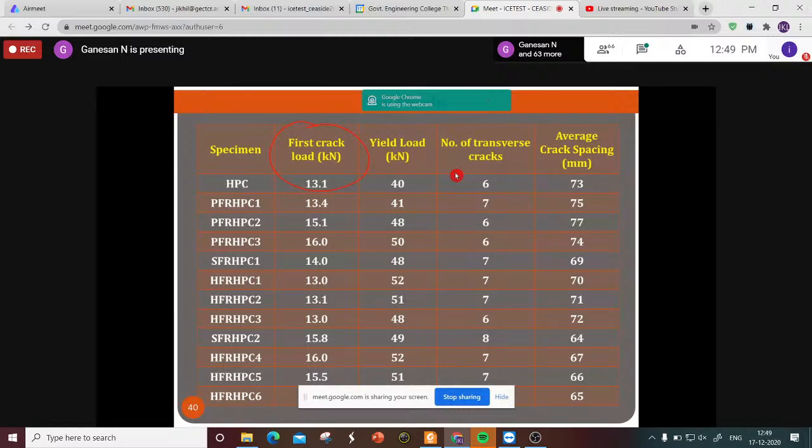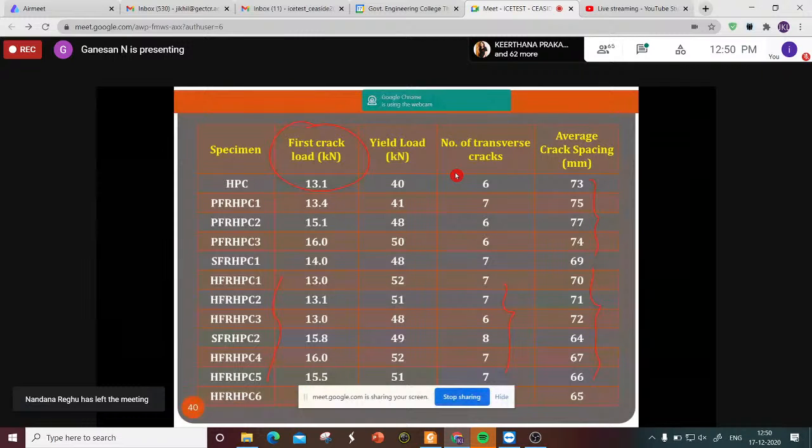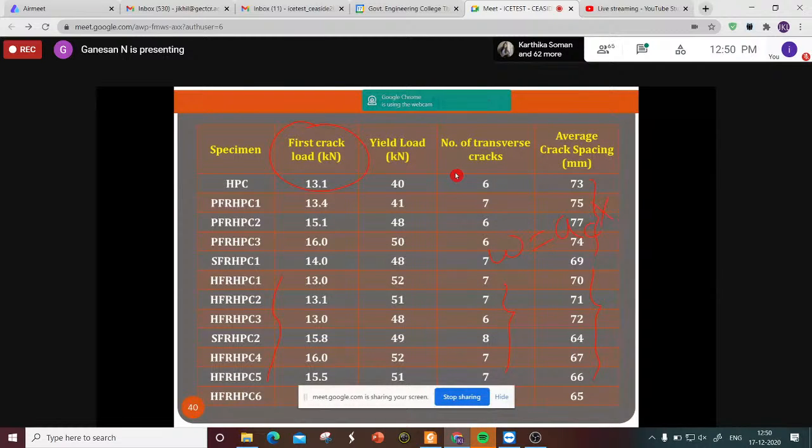Then, of course, the yield load is slightly higher with the hybrid fibers, and the number of transverse cracks is slightly more in our specimen with the hybrid fibers, especially in this range. And average crack spacing, that is also very essential, is reducing as the percentage of fibers increases. That means it will give a higher width of crack, because I told you earlier that the width of crack W is equal to average crack spacing multiplied by strain intensity.